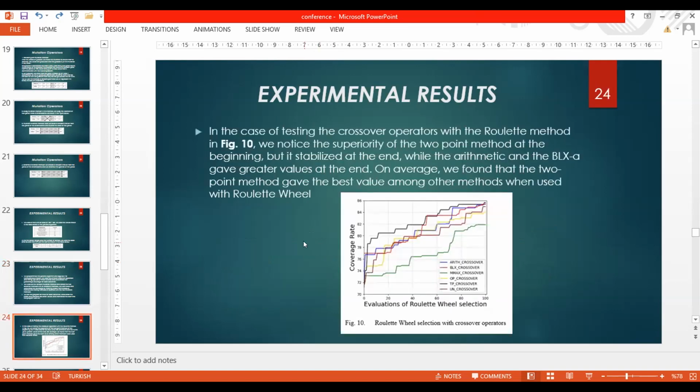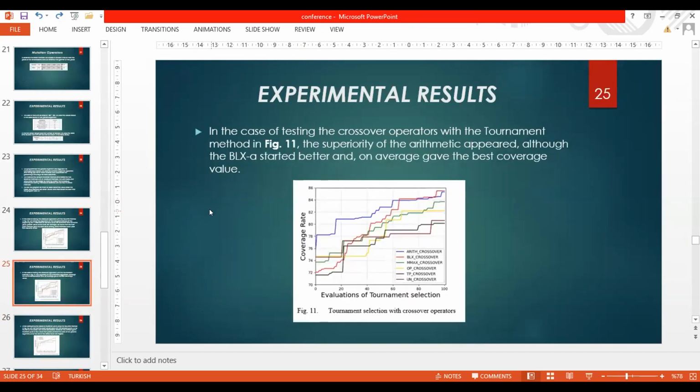In this case of testing the crossover operators with the roulette method in figure 10, we noticed the superiority of the 2-point method at the beginning, but it stabilized at the end, while arithmetic and BLX alpha gave greater values at the end. On average, we found that the 2-point method gave the best value among the other methods when used with roulette wheel.